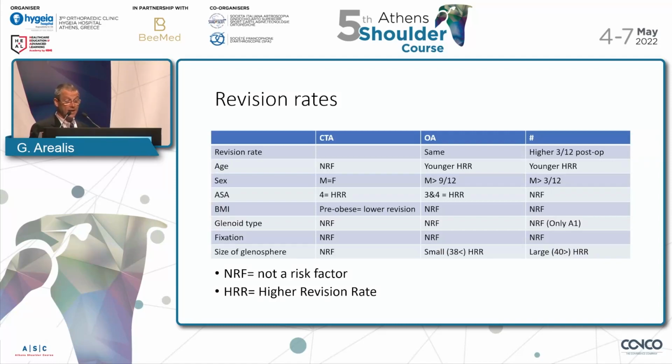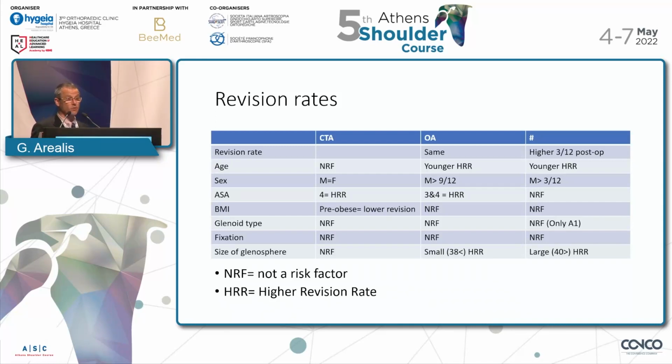The ASA, again, is a predictor only for the cuff arthropathy, whereas the fractures have similar behavior and failure rates. The BMI, this is very strange. The only place where the BMI plays an important role is pre-obese patients that seem to have low revision rates in the scenario of cuff arthropathy. The glenoid type doesn't make a difference, and the fixation that we use, whether it's hybrid, cemented, or anything, again, doesn't make a difference.